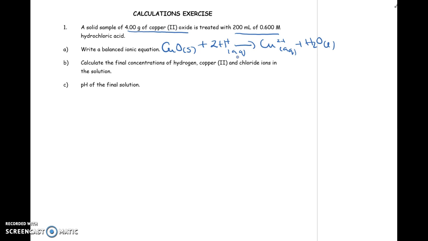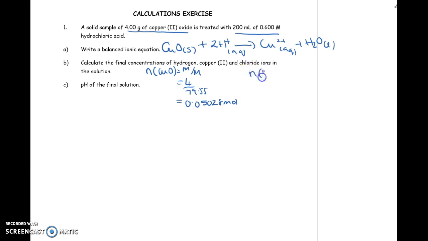Now in order to do this, we need to start at the beginning and find out which of our reagents is the limiting reagent. So we're going to start by finding the moles. So the number of moles of copper oxide is equal to mass over formula mass, which is equal to 4 divided by 79.55, and this comes out to 0.05028 moles. Now I like to store this in my calculator so that I can use it later.